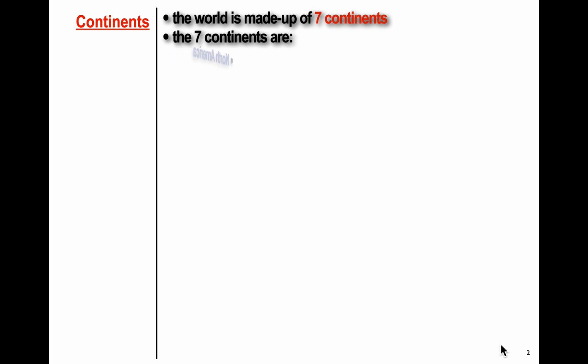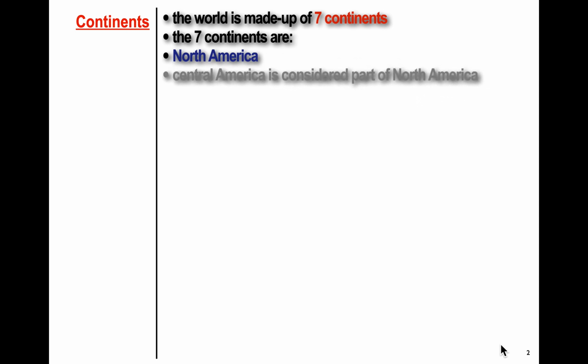There is North America, but it is broken into 2 parts. There is far North America, and there's also Central America. We're going to go into more detail on this a little later, because Central America is part of North America. I'll go over that in a minute. Then we have South America, continent number 2. Number 3, Europe. Number 4 is Asia.